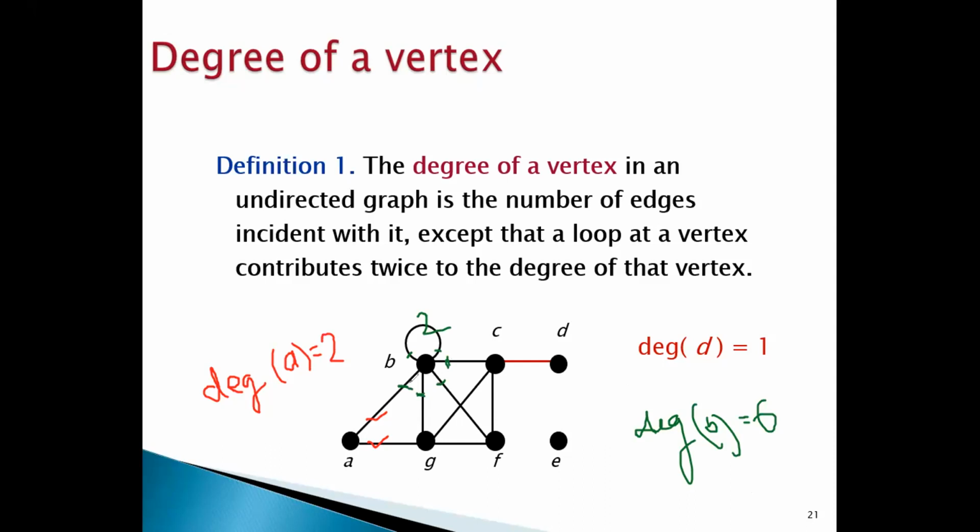Okay. Now can you tell me what is the degree of node E? 0, sir. Because there is no line connected, so its degree is 0. Is it clear? So I hope you understand about the degrees. Any confusion regarding degree? No, sir.